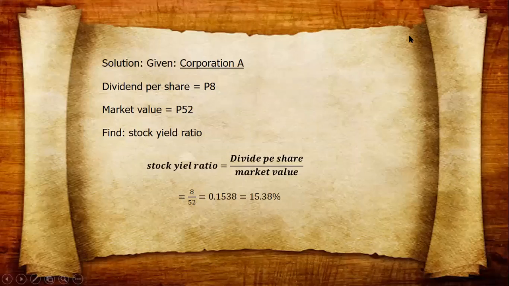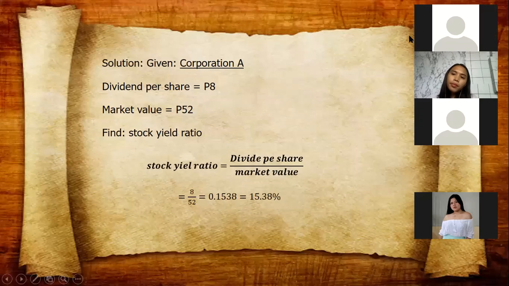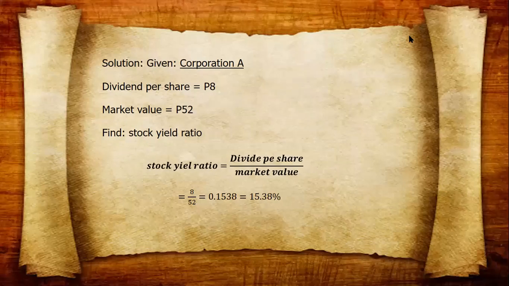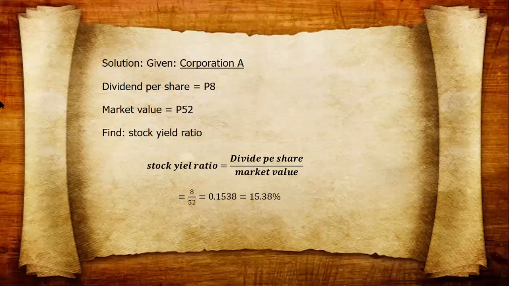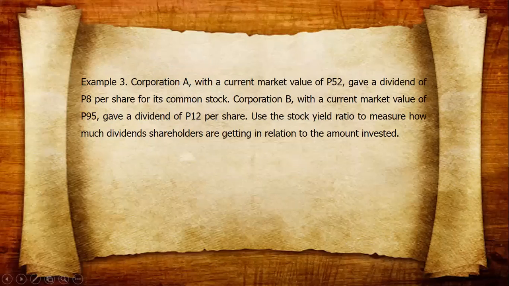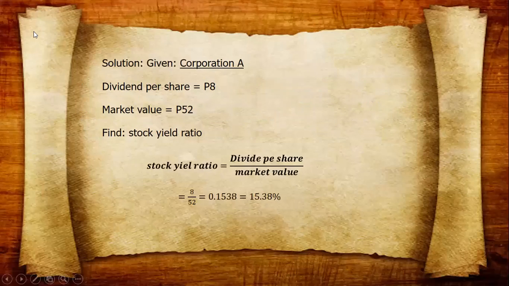12.63%. Okay, how about the others? Is it the same? 12.63? Yes, ma'am. Okay, very good. Thank you. So for Corporation B, its stock yield ratio is 12.63%. Okay? Questions? Is it understood? Easy to understand, right? Okay, let's proceed.